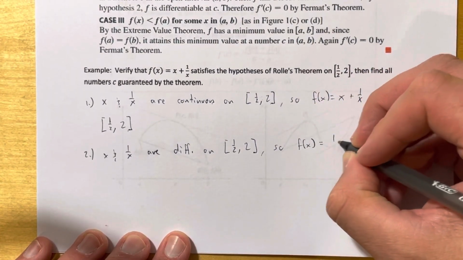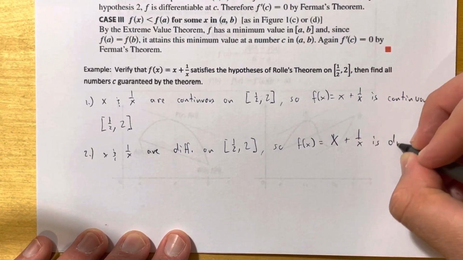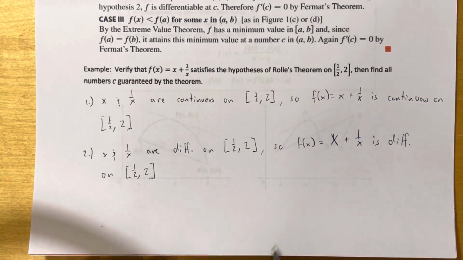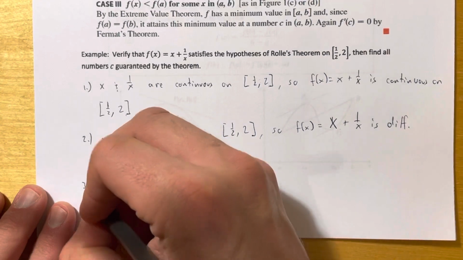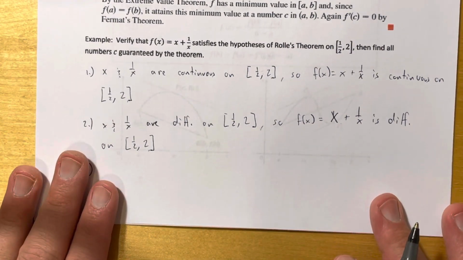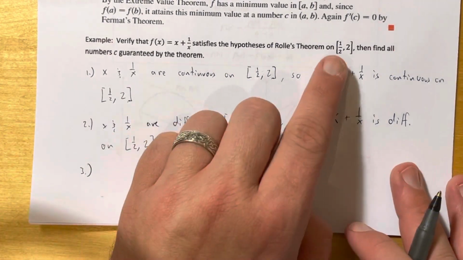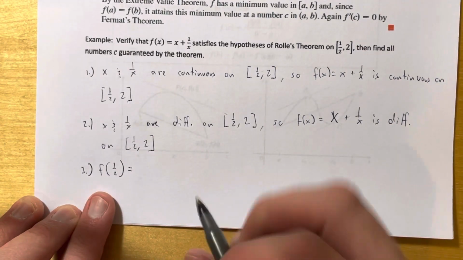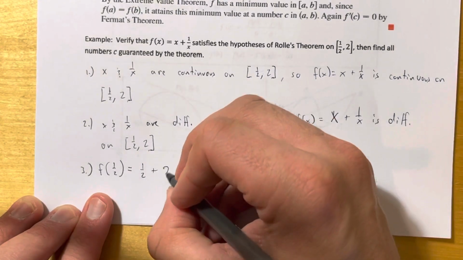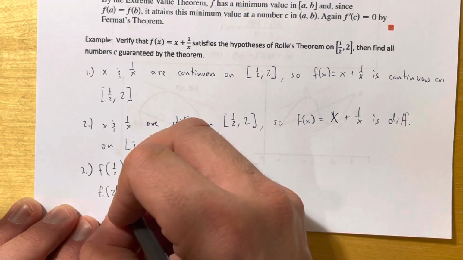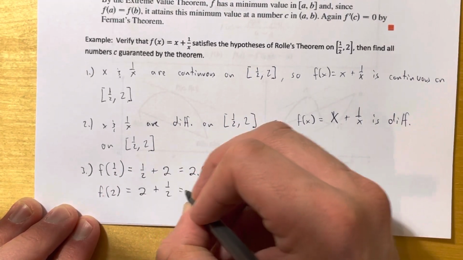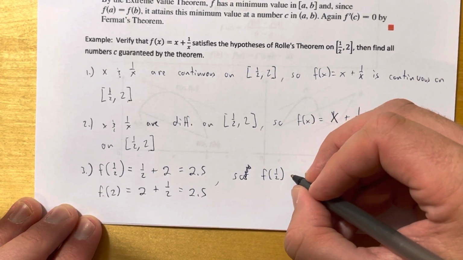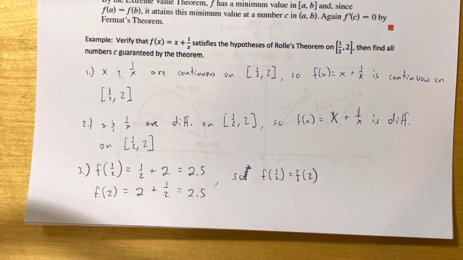So f(x) equals x plus 1 over x is differentiable on (1/2, 2). Okay? And again, that's because the sum of two differentiable functions is also differentiable. That's a theorem that we've also encountered. Finally, the third hypothesis says that if I plug in both endpoints of this interval, I get the same number. What is f(1/2)? f(1/2) is equal to 1/2 plus the reciprocal of 1/2, which is 2. That equals 2.5. What is f(2)? Well, that's equal to 2 plus the reciprocal of 2, 1/2, also 2.5. So, f(1/2) is equal to f(2). That's the third hypothesis. Plugging in my endpoints gets me the same number.